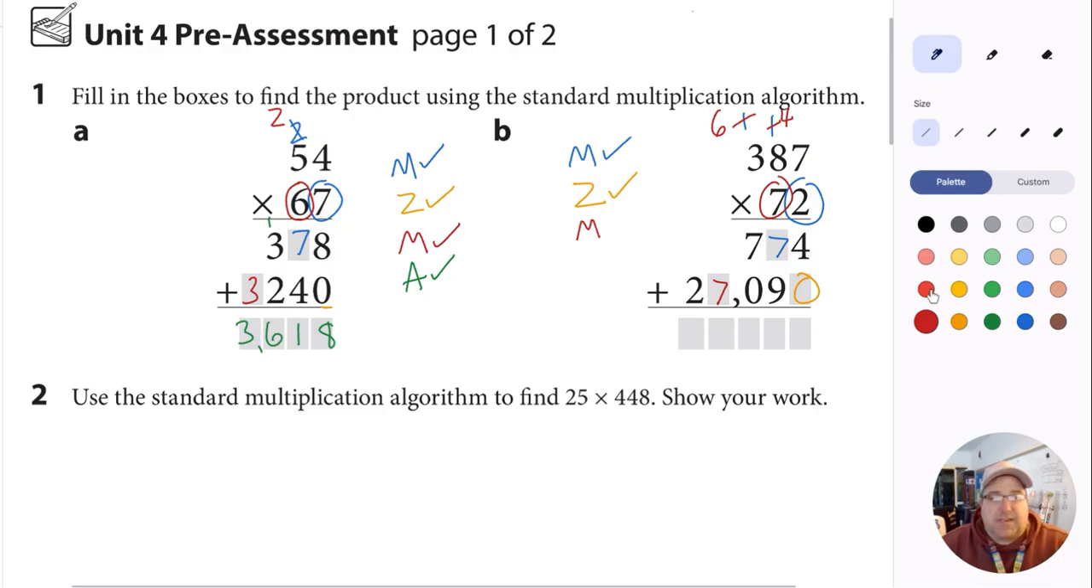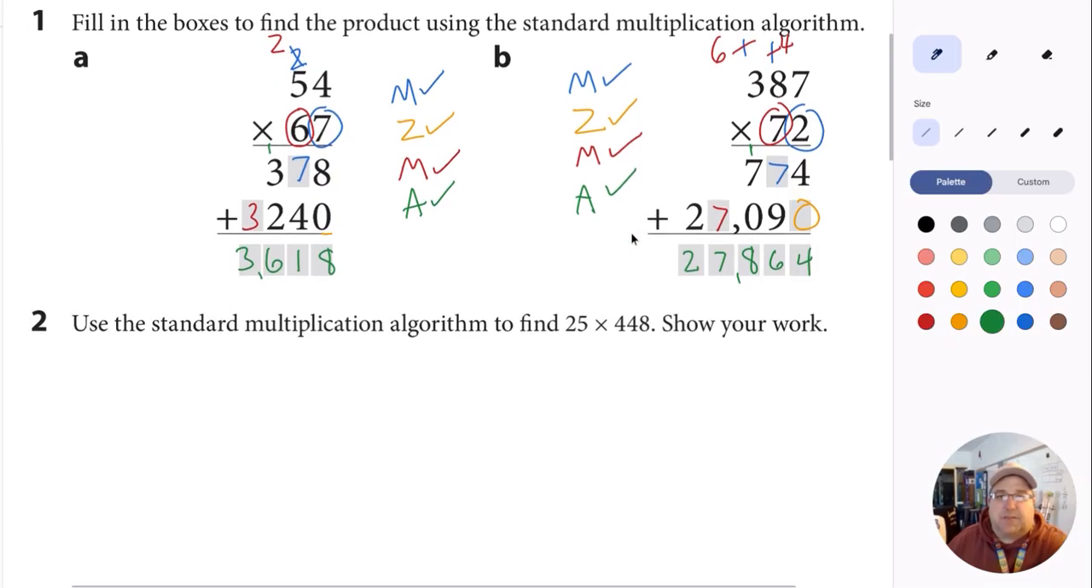So we get 27,090. Done with that. And then again, we're just going to add these up. Get a 4, 16, 7, 8, and then 27. So 27,864 is what we're looking for on that. And we're done with the addition.